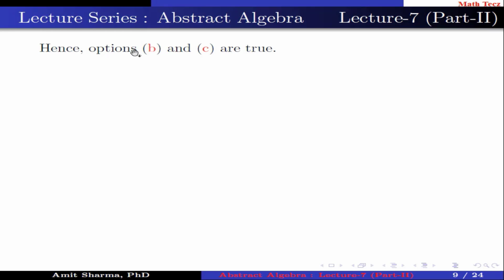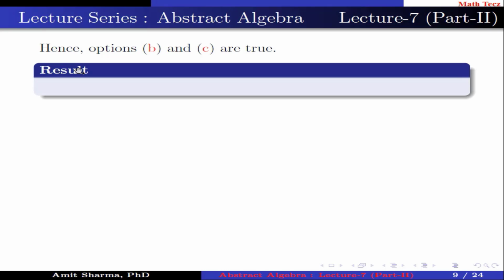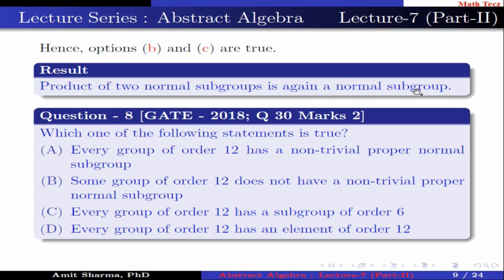Hence, options B and C are true. Next is the result: the product of two normal subgroups is again a normal subgroup.